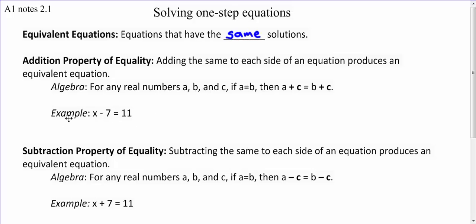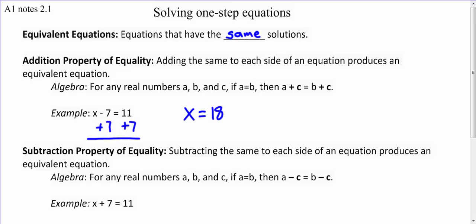Now in the example down below, it says x minus 7 equals 11. The reason we would want to use the addition property of equality is so that we could isolate our variable. So what I'm going to do is add 7 to each side, and I'd have x equals 11 plus 7, which is simply 18. That's why we use the addition property of equality. It helps us solve equations.